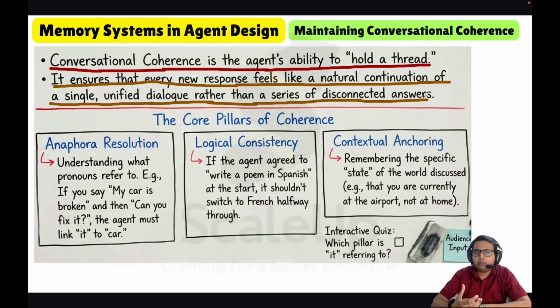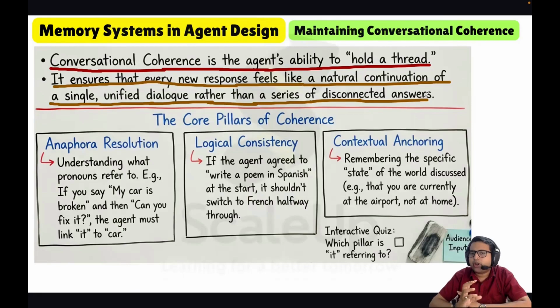With memory systems, we can achieve conversational coherence. The idea is very clear: conversational coherence is the ability of an AI agent to hold a thread. So we have a thread, and whatever interaction is done on that thread, the LLM will be aware of that. So that's the idea of conversational coherence.